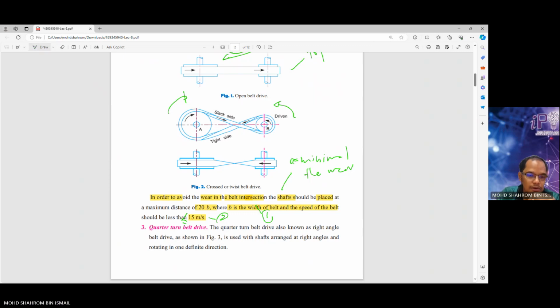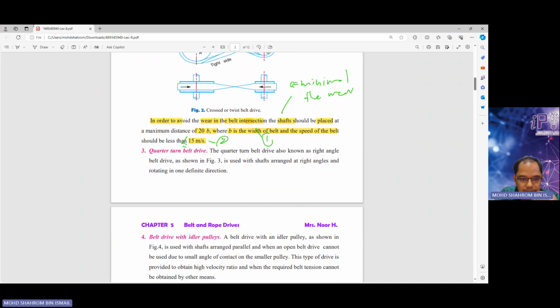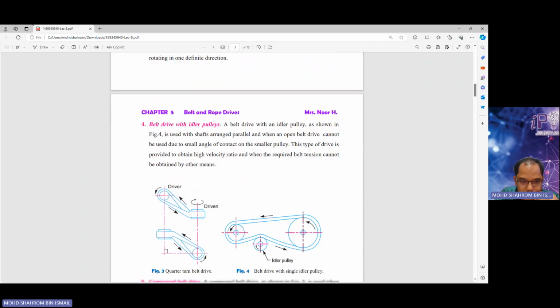So now I move along. This one is a quarter turn belt drive. The quarter turn belt drive, also known as the right angle belt drive, as shown in figure 3, is used with shafts arranged at a right angle and rotating in one definite direction. Okay, so we'll see what this means.